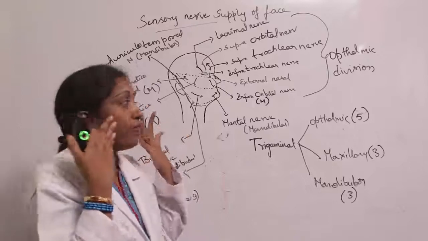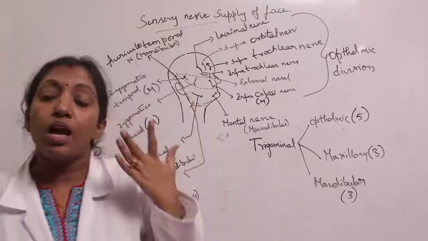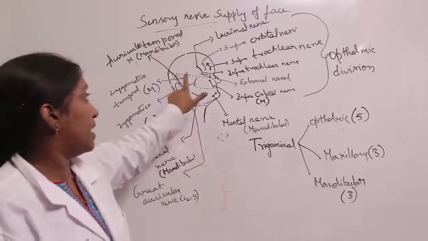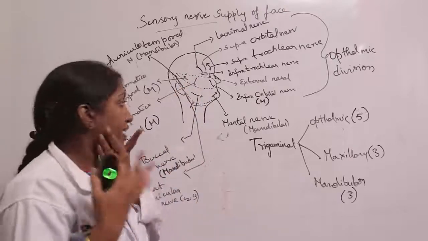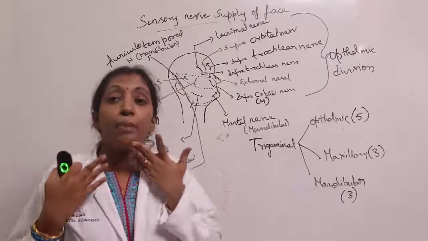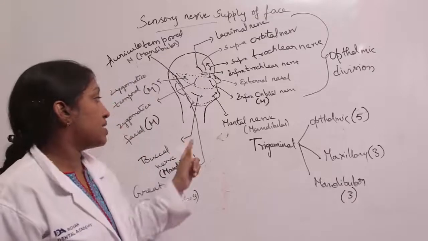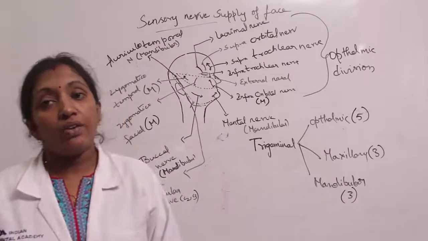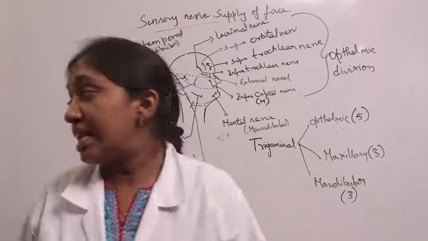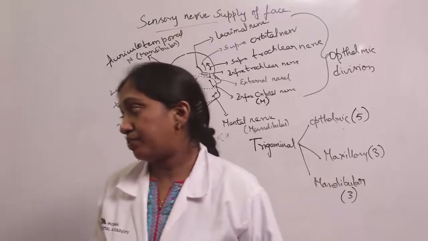So the part of the face which is derived from the maxillary process is supplied by the maxillary division of the trigeminal nerve, and the part of the face which is derived from the mandibular process is supplied by the mandibular division of the trigeminal nerve. So that's all about the sensory nerve supply of the face.